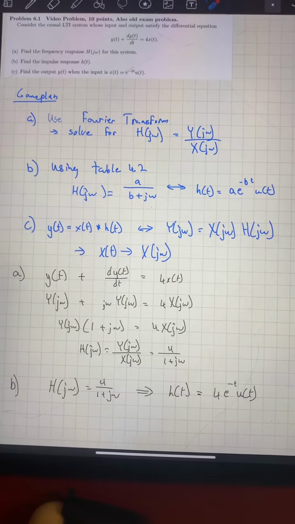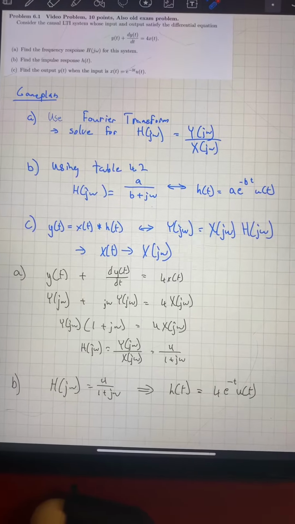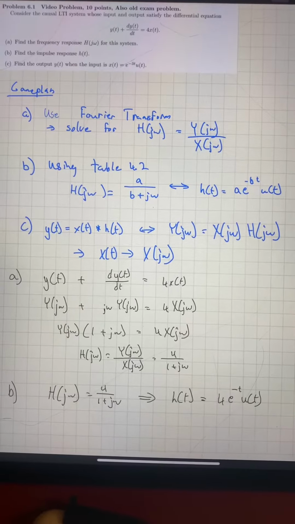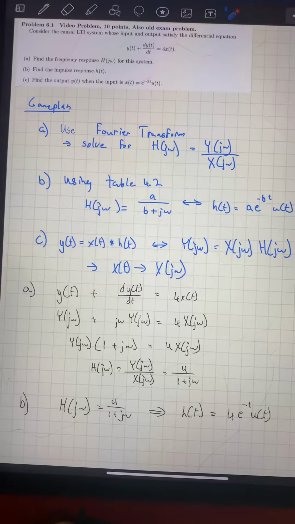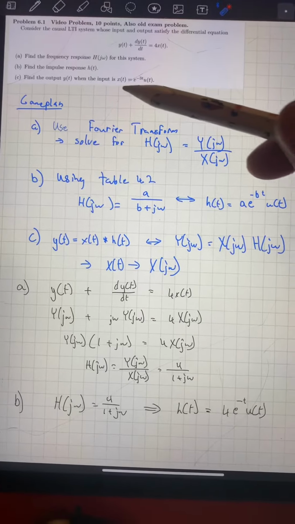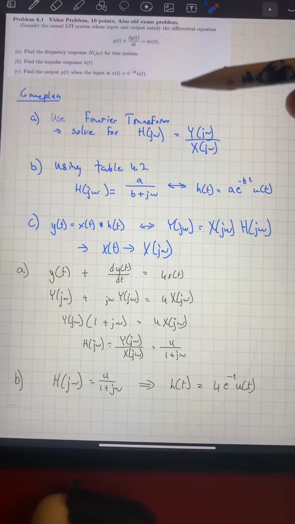Hi everyone, welcome back to another continuous time problem, and today our goal is to solve for problem set 6.1, where our goal is to find our frequency response, our impulse response, and then our output y sub t when we are given a certain input. So in order to solve for this problem, we are going to use our game plan.